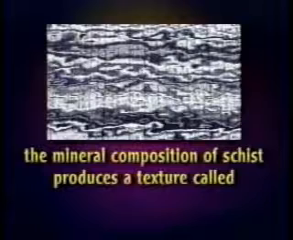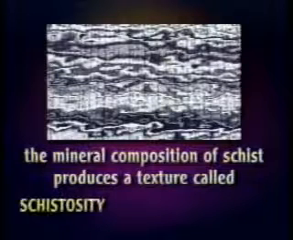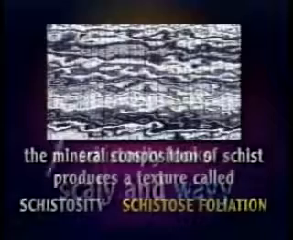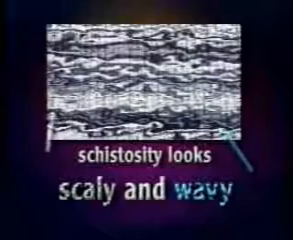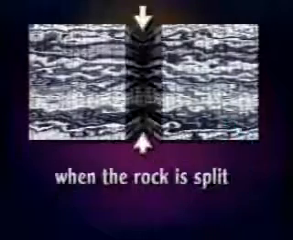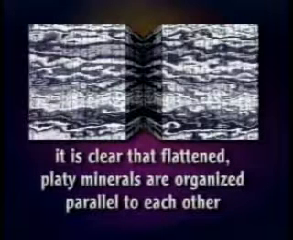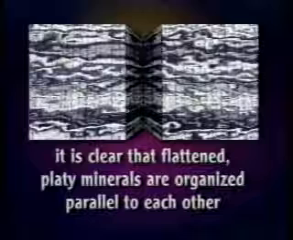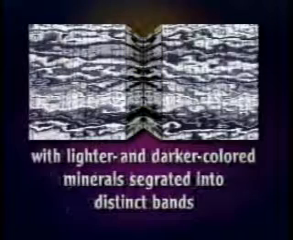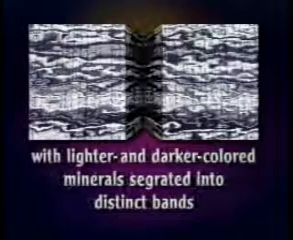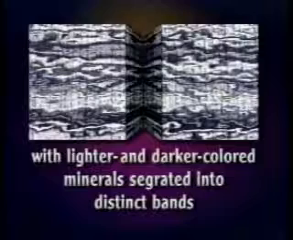The mineral composition of schist produces a texture called schistosity, or schistose foliation. Schistosity looks scaly and wavy. On the fresh surface exposed when the rock is split, it is clear that flattened, platy minerals are organized parallel to each other, with lighter and darker colored minerals segregated into distinct bands.